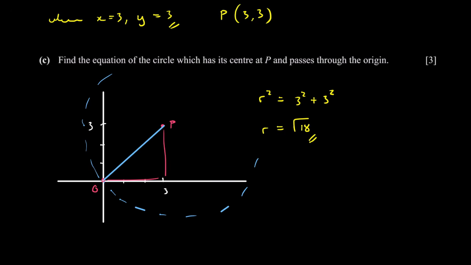And we want it to have a center at P. So the point P again is (3, 3). So what's the equation of a circle with a center of (3, 3)? Well, it's (x minus 3) all squared plus (y minus 3) all squared is equal to the radius squared. So root 18 squared, which is 18. So that should be the equation of my circle. Just double check that. Yeah, everything there looks good.